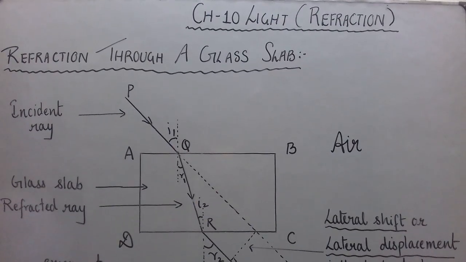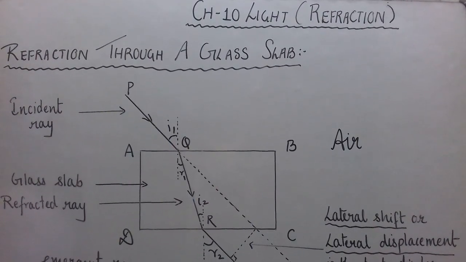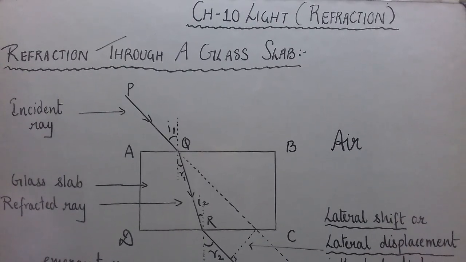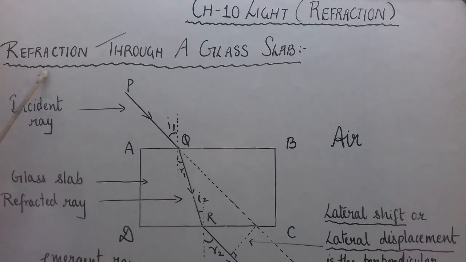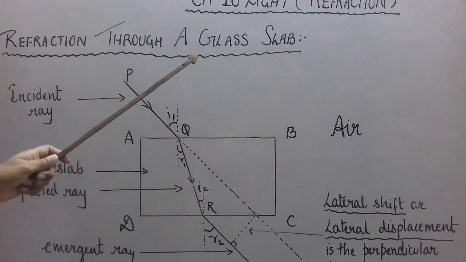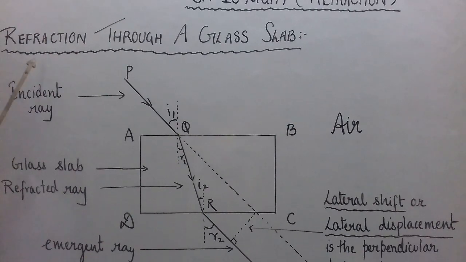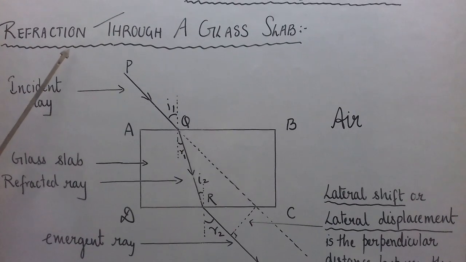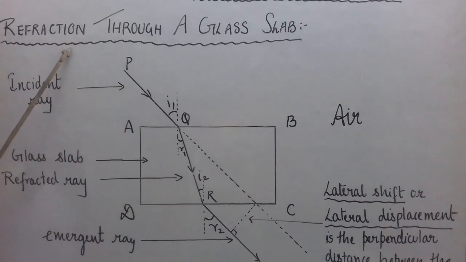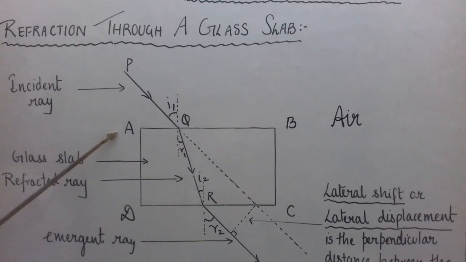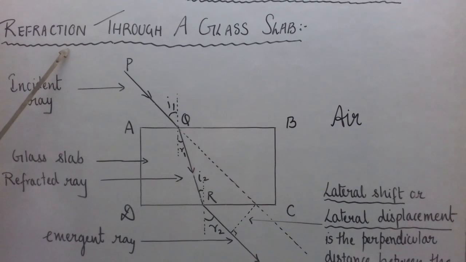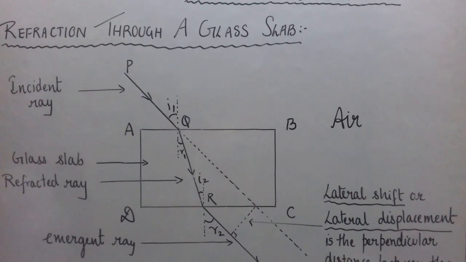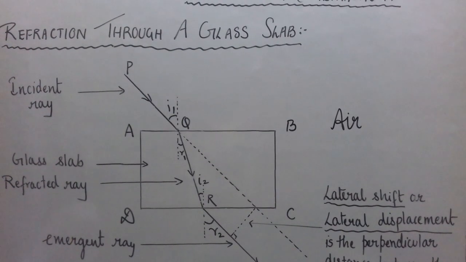Hello students, in today's lecture we are going to study one very important topic from the refraction part of chapter 10, Light, that is refraction through a glass slab. Maybe we'll continue with refraction through a glass prism also today. First of all, you should know why this topic is very important: it is there in your 10th class as well as in your 12th science physics textbook. Now let us first see what a glass slab is.